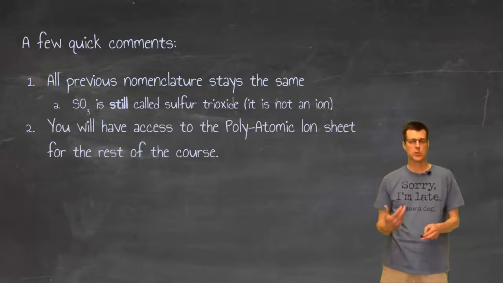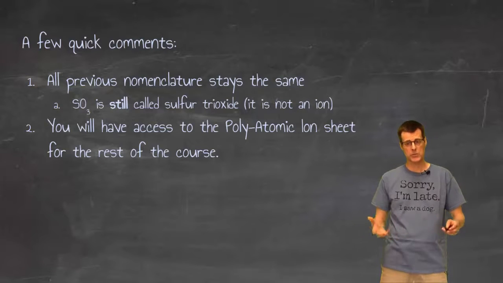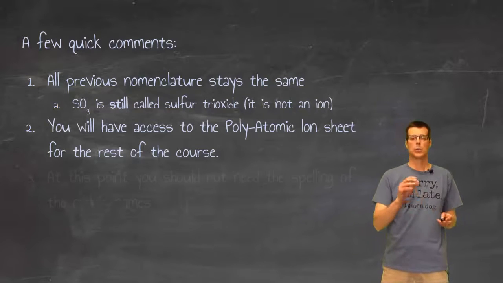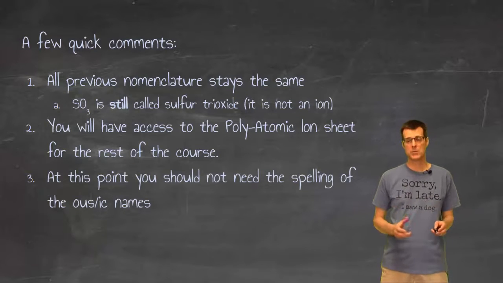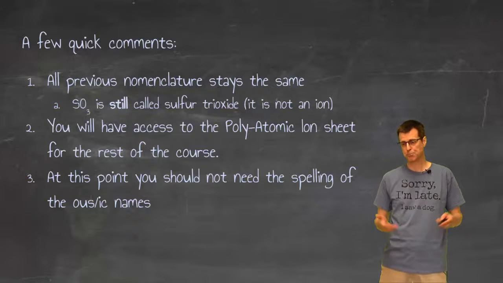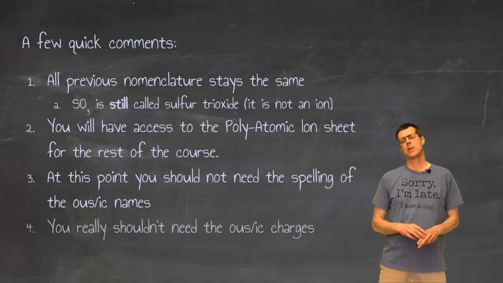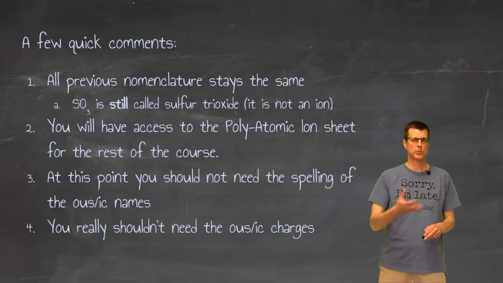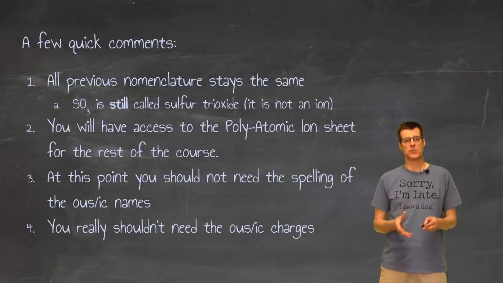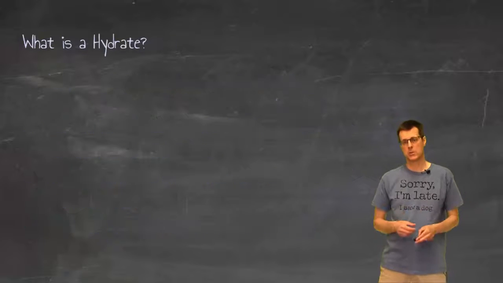Keeping in mind also that you're going to have a polyatomic ion sheet available to you for the rest of the course. At this point, though, we should be moving away from needing the names on the periodic table and also the ic and the us ending names as well. However, that's kind of a story for another day, and same thing with the charges. You should be able to do a lot of the stuff without being given those charges.